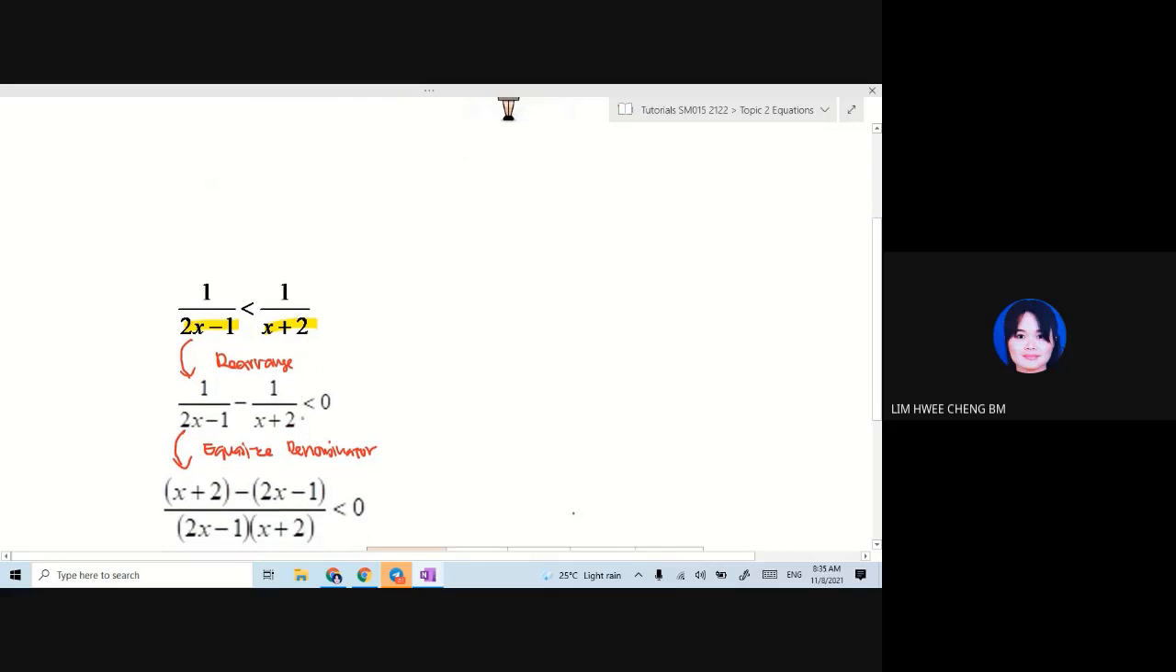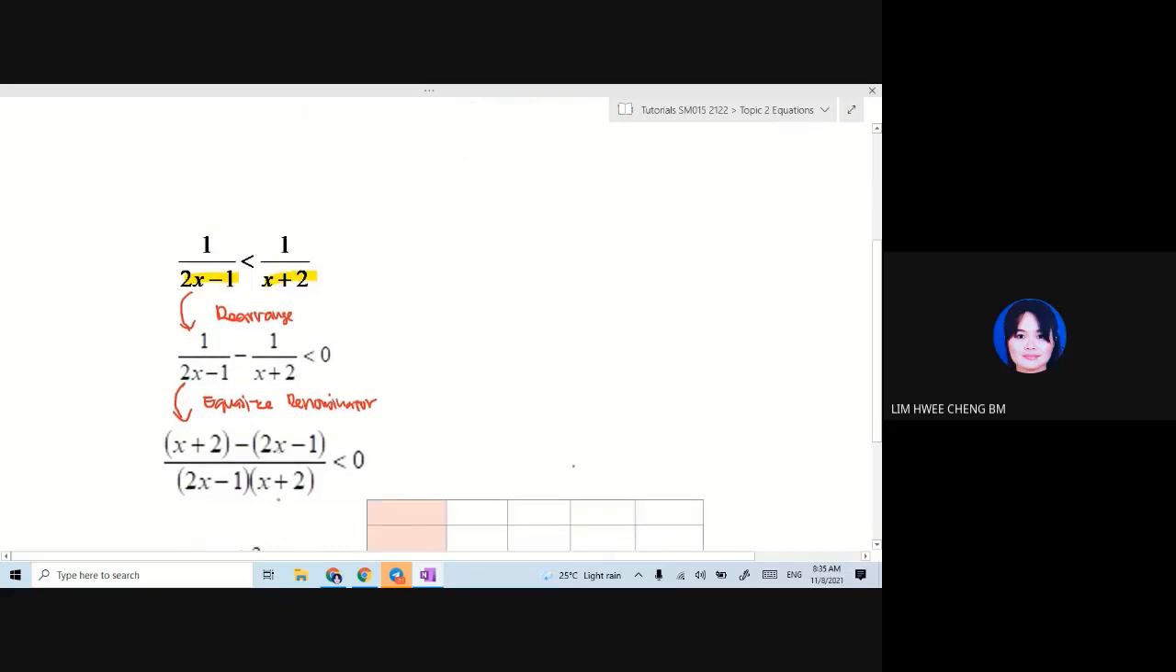Okay, so you will get this statement. After that, we equalize the denominators. Baru kita equalize the denominators. I hope that this time you know how to do it. This one you learn during your secondary school. So from these rational inequalities, we start to find the zeros. For the x plus 2, the zero should be negative 2. Okay, very good. How about the 2x minus 1?